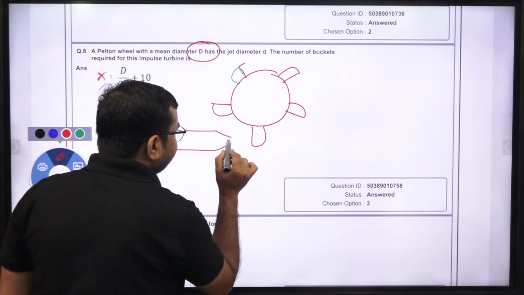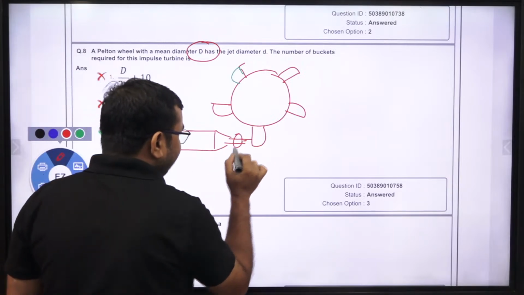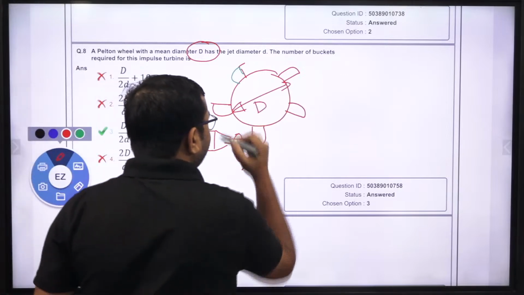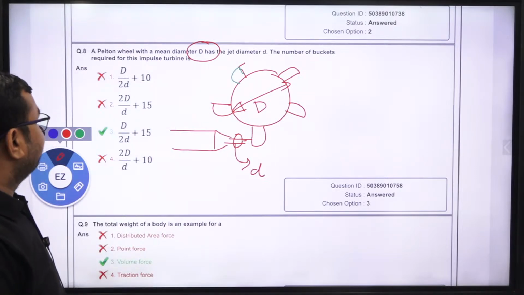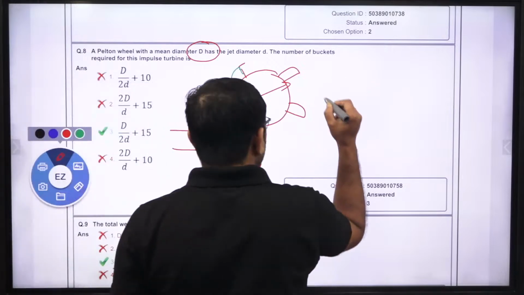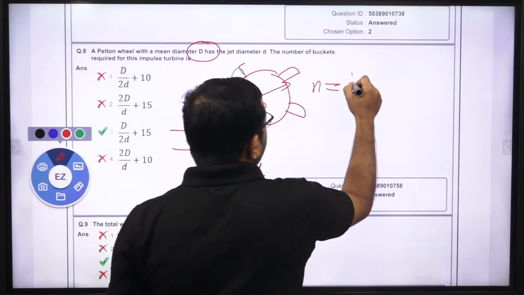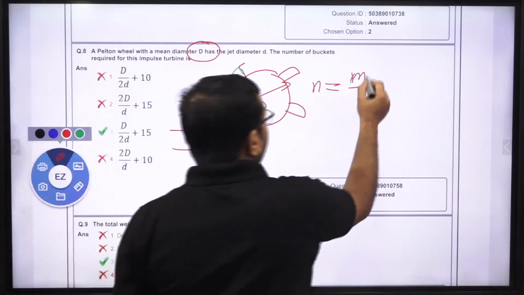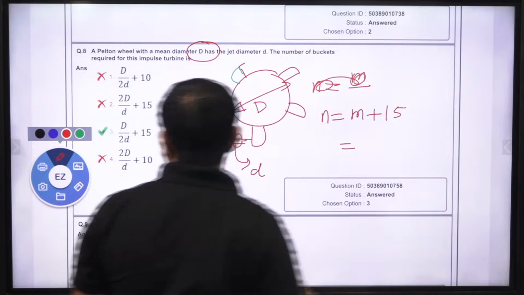Through this we can throw water, yes or no? This is the nozzle, so this diameter is the diameter of the nozzle, and this diameter is the diameter of the turbine, the Pelton wheel turbine. So we need to find the number of buckets required for the impulse turbine. If the number of buckets is represented by n, then it can be written as m plus 15. The correct formula is n is equal to m by 2 plus 15, where m is the ratio.